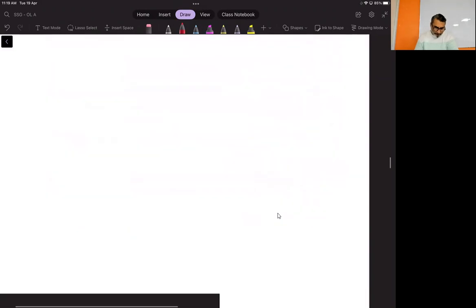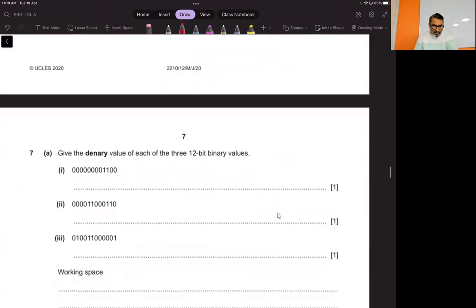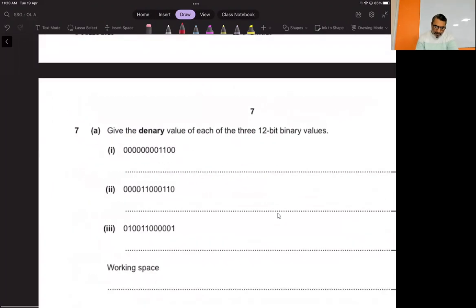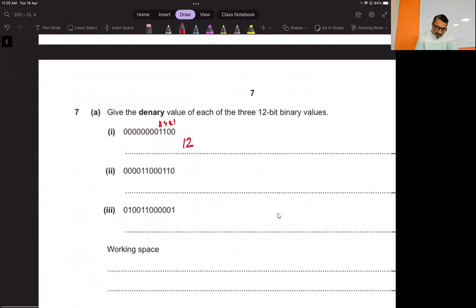Next question, question number 7. Give denary values of each of the 3 12-bit binary values. So this is 1, 2, 4, 8. We don't have to write further. This is 8 plus 4, 12. This is 1, 2, 4, 8, 16, 32, 64, 128, and 256. So this is 256. Hold on. 1, 2, 4, 8, 16, 32, 64, 128. I'm sorry.